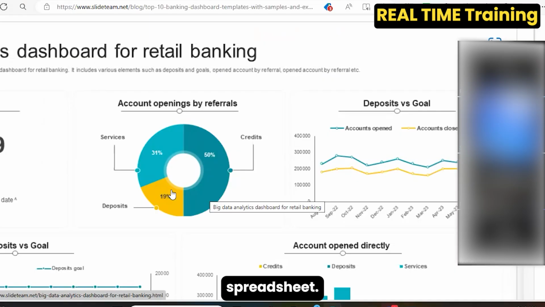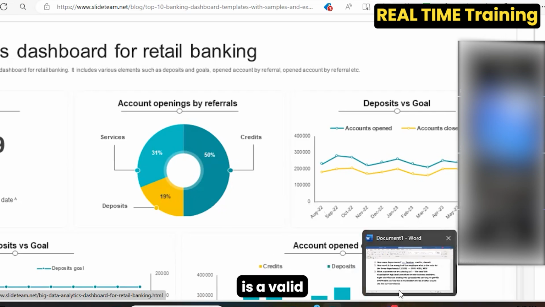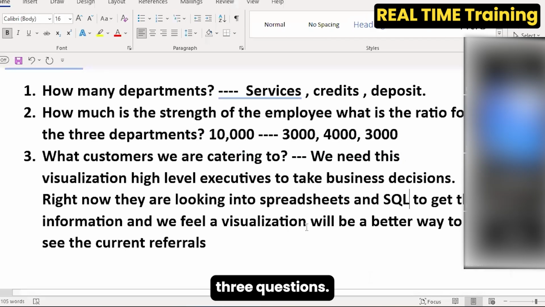Instead of looking into spreadsheets, it's very hard. We see the numbers. It takes time for the brain to work, and it takes time for me to go and look into the spreadsheet and then take a decision, as opposed to a visualization. So this is catered to executive-level staff in our organization who can look into this and take a decision as opposed to going through extensive spreadsheets. So that is the answer to your question. The question is a valid question. So this is answered. So 3 questions.